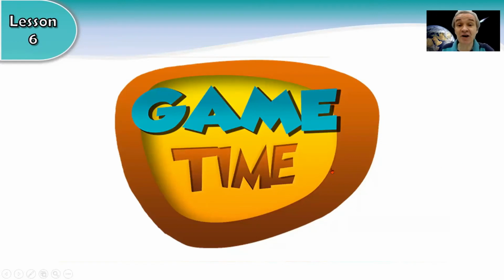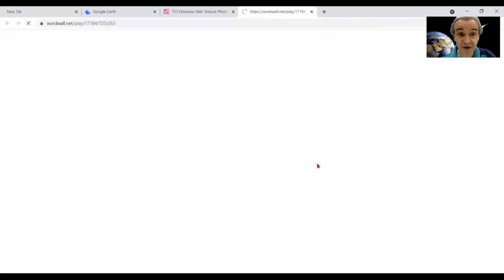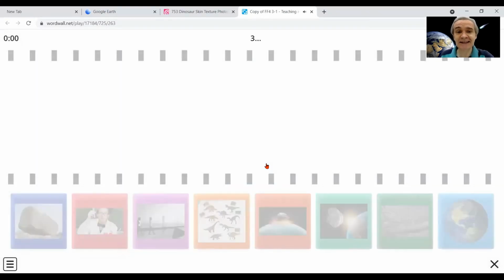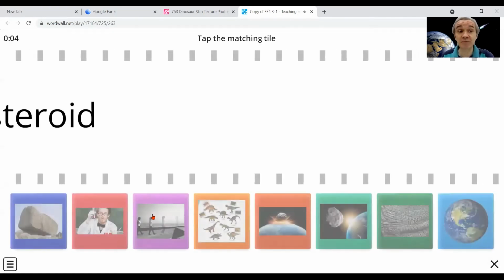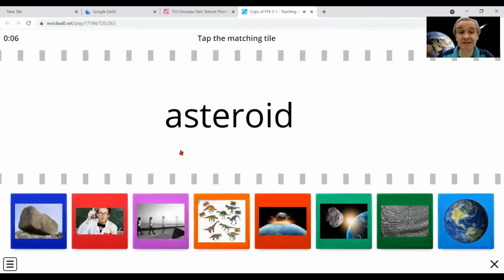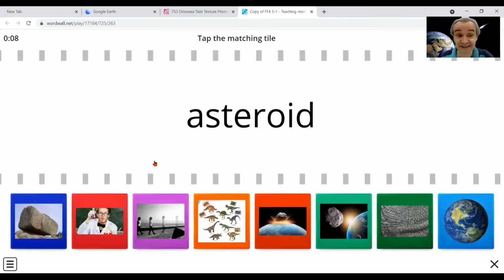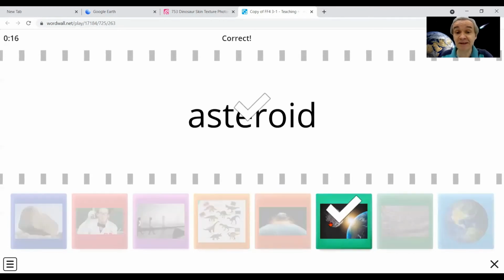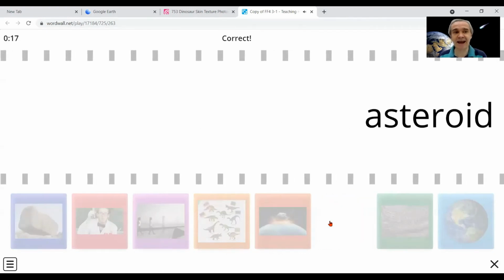Okay, now it's time for our game. If you remember the game from the last video, you can play this game again. So let's do a couple of rounds together now to see if you remember these words. The first one, an asteroid. We know it's a rock, but it is a rock that fell from space. I think it must be this one. Yes.